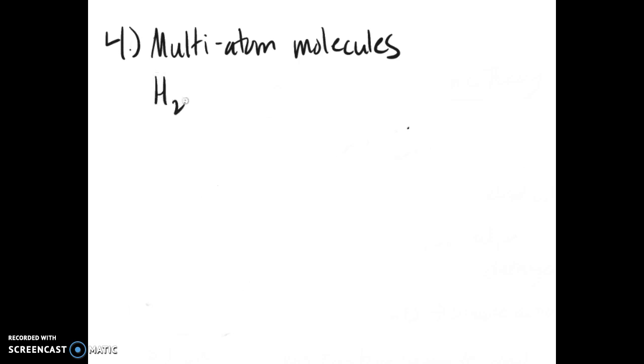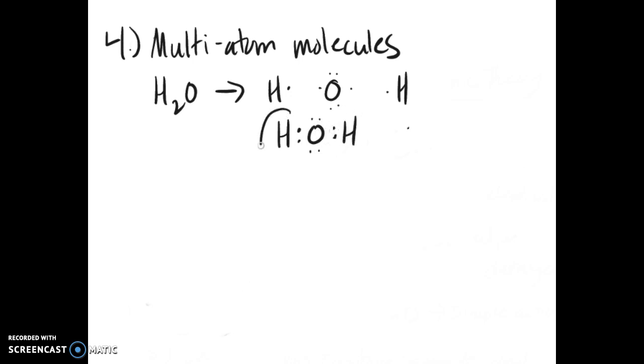Now, number 4. Multi-atom molecules. This is where we'll get into stuff like H2O, which has hydrogen, oxygen, and another hydrogen. Now to bond that together, you can do it the same way you do the other ones, where you have to make sure everything meets the octet or duet rule, having its own version of the shared electrons to have its full shell.